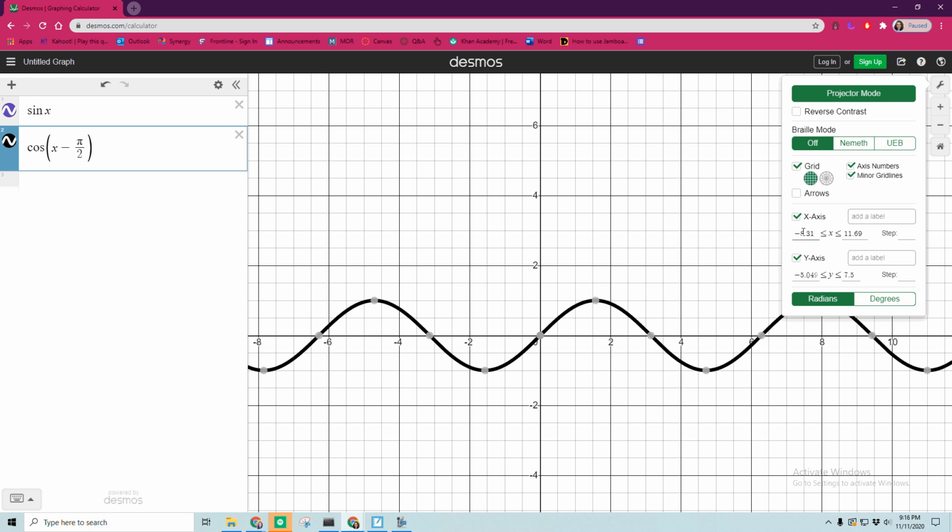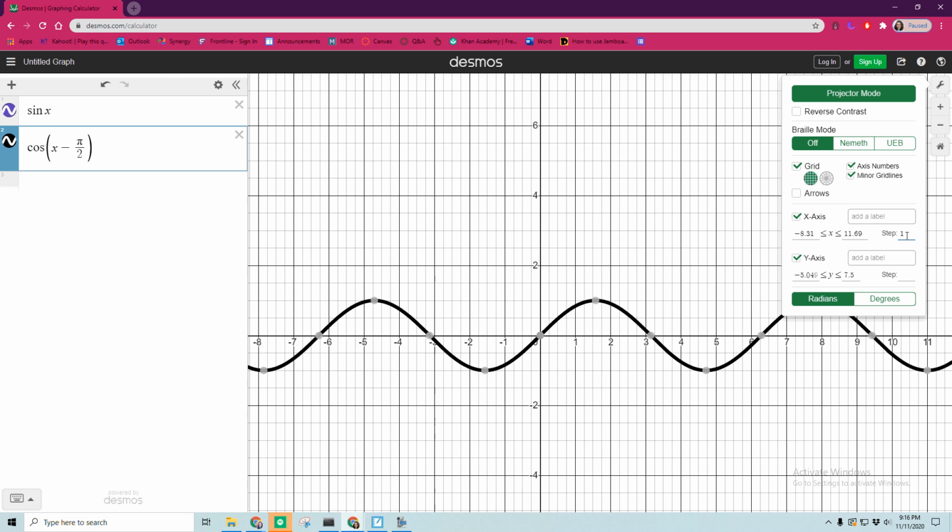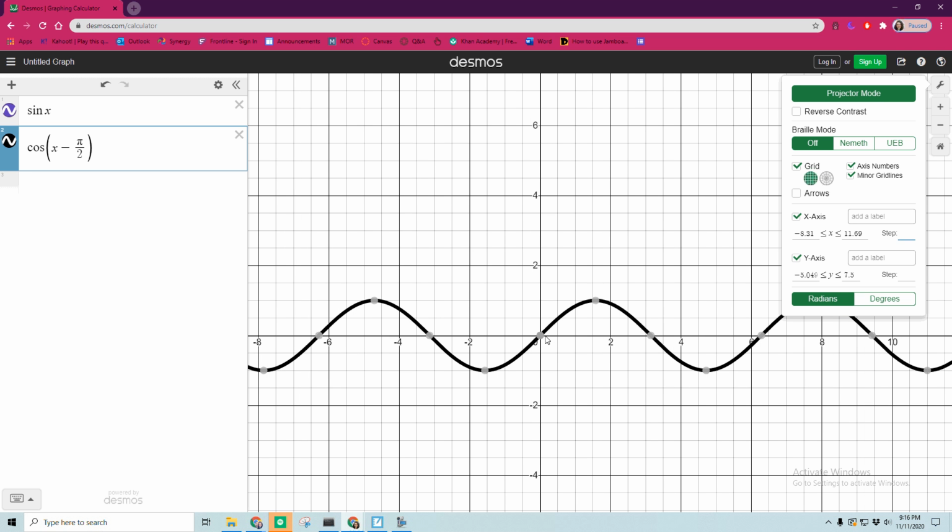But you can go to the x-axis and change the step that it goes by. So right now the step is 1, okay? Actually, this is scaled up right now, so it's 0.5, okay? Every box here is 0.5, so 0.5, 1, 1.5, 2, okay? So I can actually change the step to be in radians.